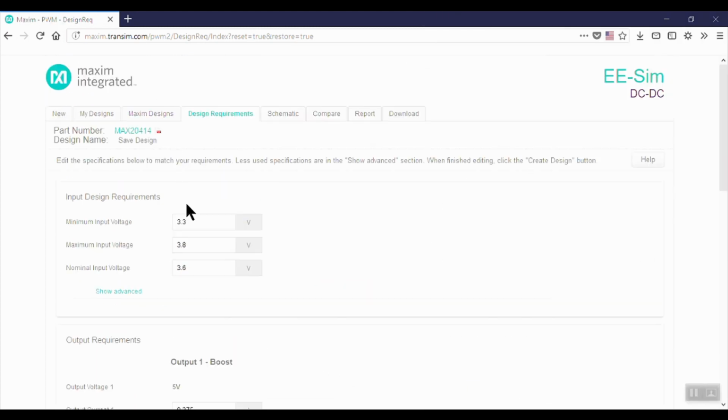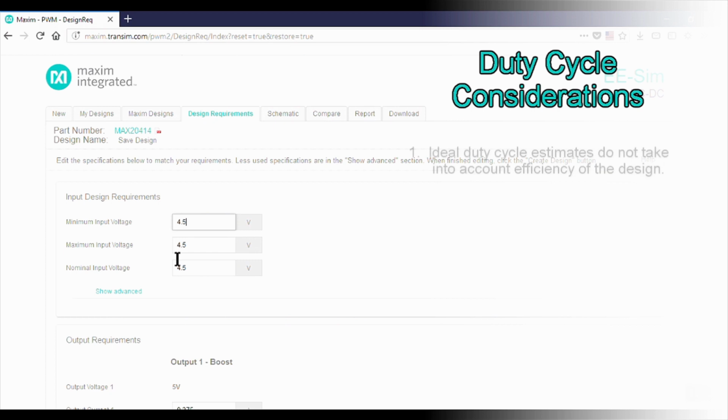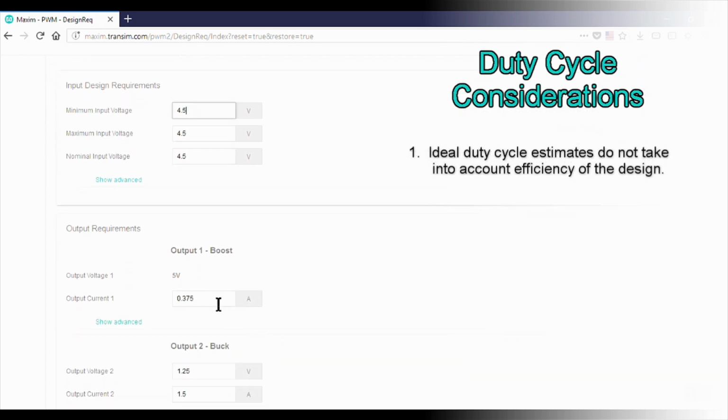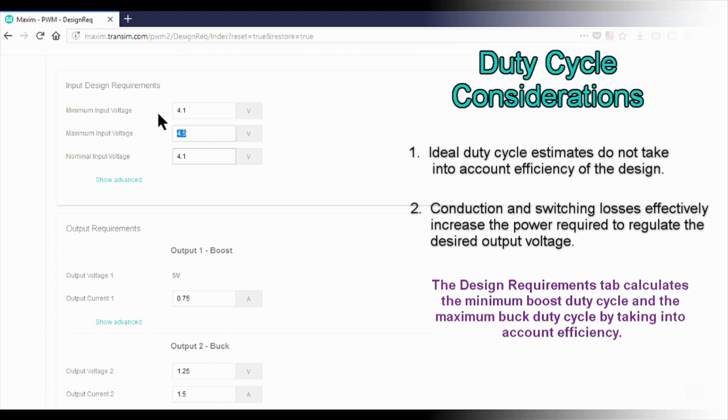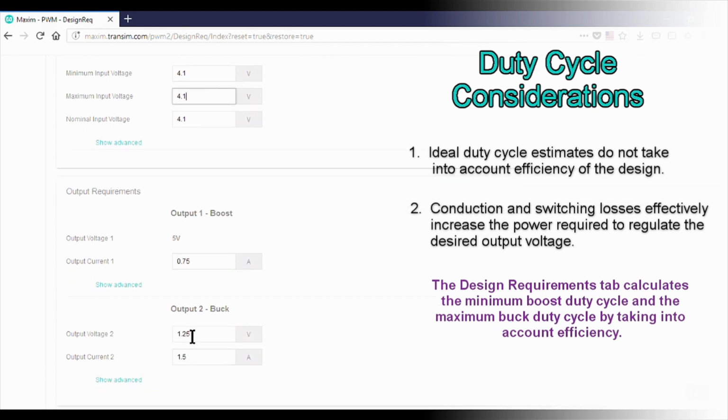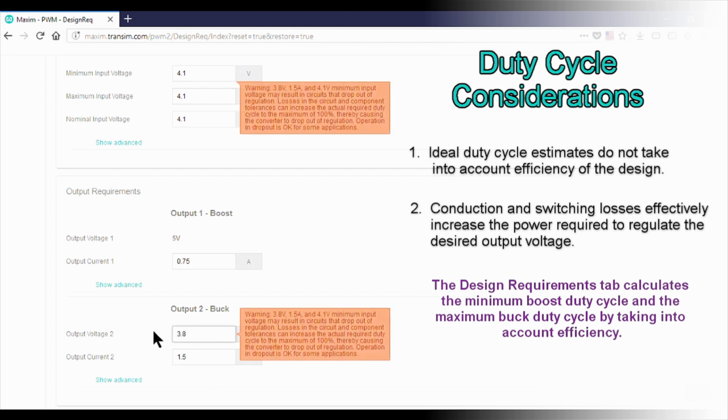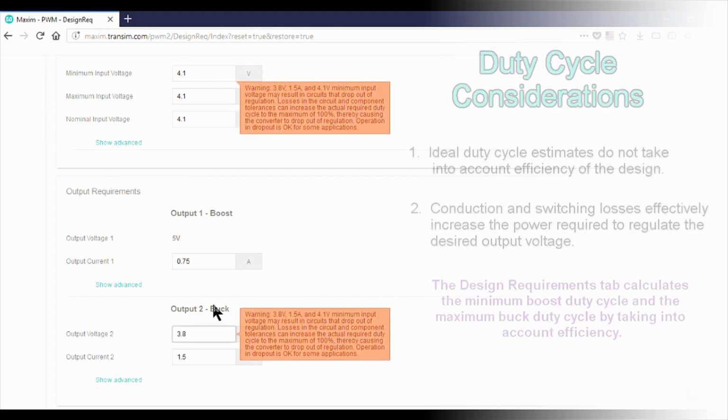The ideal duty cycle equations let you know when you're operating your converter near 100% or 0% duty cycle. However, the ideal duty cycle equations do not include the power loss of the converter. Conduction and switching losses effectively increase the power required to regulate the desired output voltage for your design. The design requirements validation in eSIM lets you know if you'll be operating near the minimum boost duty cycle and the maximum buck duty cycle by taking into account efficiency.